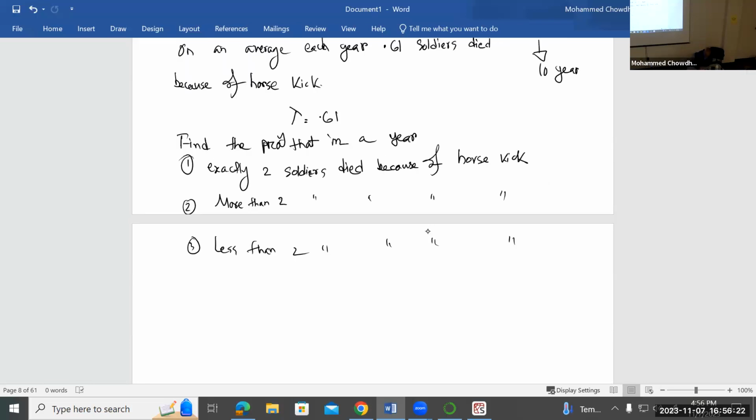So now let us solve the problem. Then we will go for the Python as well. Then I'll give the explanations. Number one, exactly two soldiers. Probability of x equal to 2. X equal to 2 means e to the power minus lambda, where lambda equal to 0.61, times 0.61 to the power 2 divided by factorial 2. Okay?